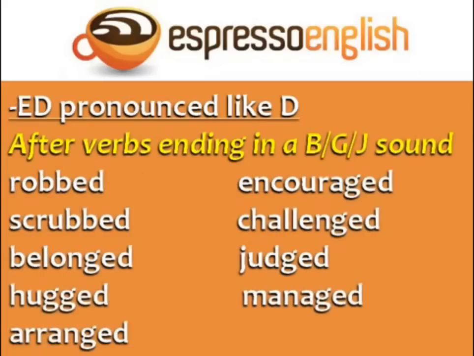Finally, -ed is pronounced like D after verbs ending in a B, G, or J sound. This is one of the most difficult to pronounce, so let's practice. Robbed, scrubbed, belonged, hugged, arranged, encouraged, challenged, judged, managed.